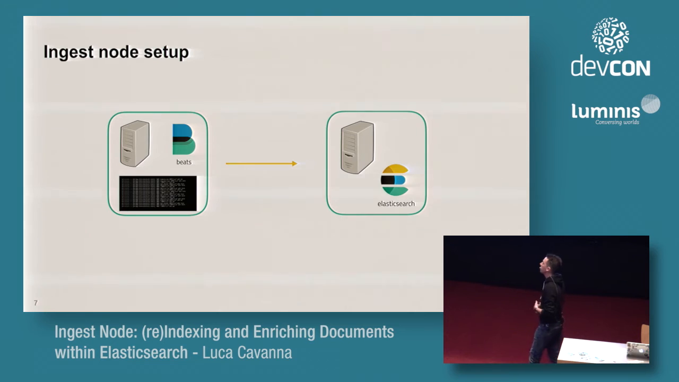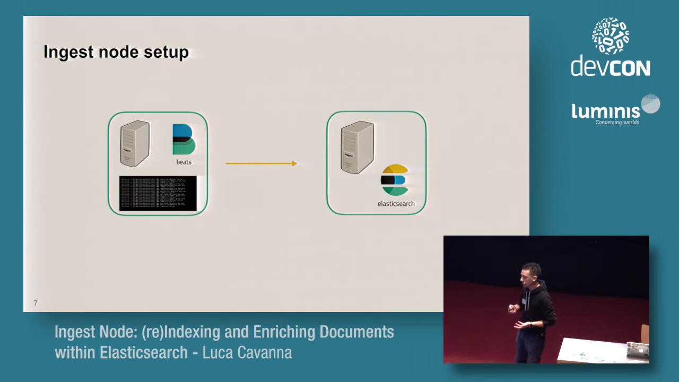And the solution is now the Ingest Node, which is we just have a lightweight agent, which is called Filebeat, which is able to gather data from a file, send it somewhere directly to Elasticsearch, so no Logstash in between.